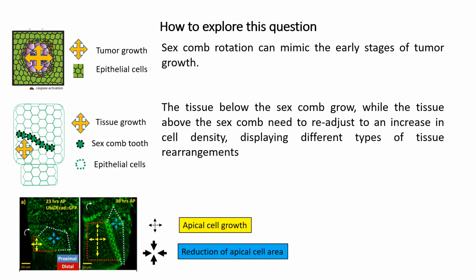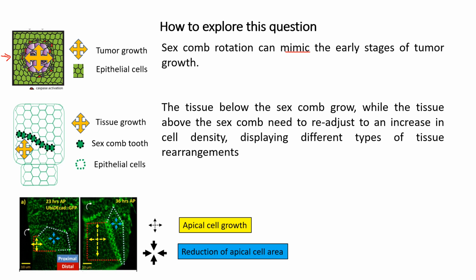Because the sexcom rotation can mimic the early stages of tumor growth. While a tumor is growing, you see this schematic here. We have in purple a tumor that is growing, and besides that we have an epithelia. If you see, surrounding the tumor, the cells start getting smaller and they start being pressured because the tumor starts growing.